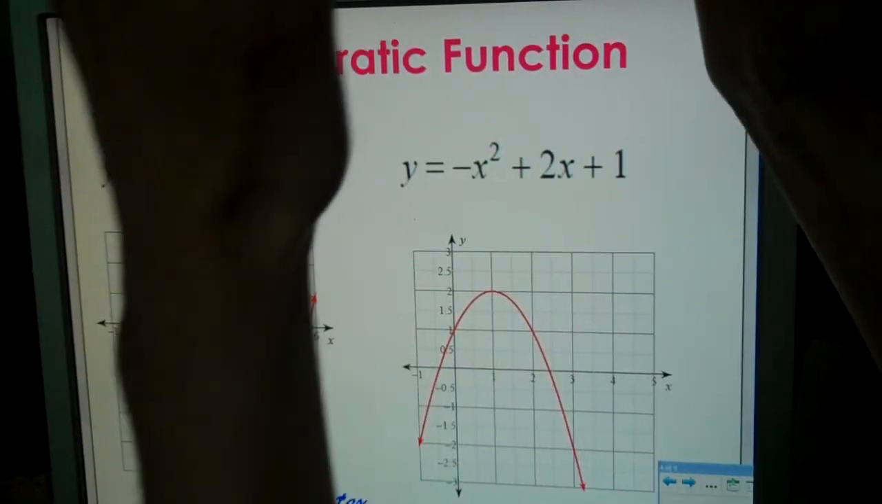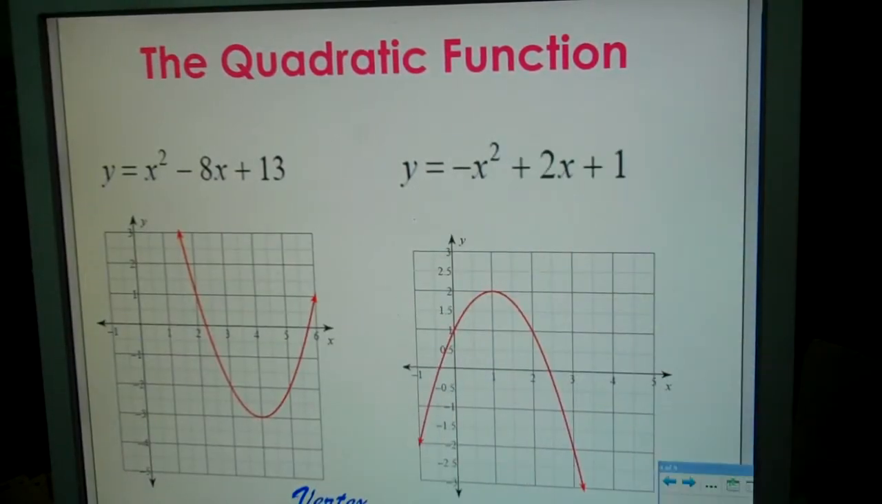One is opening upwards and one is opening downwards. And that corresponds to the different things in the front. This one, you notice, has a positive x. This one has a negative x. That's going to be important.